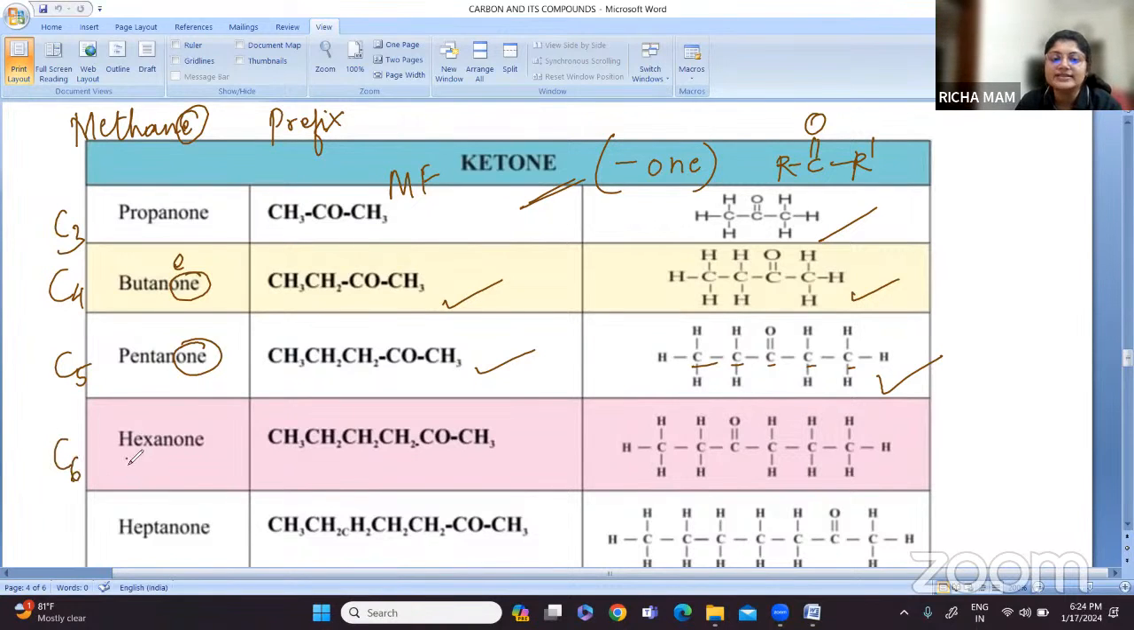Then with 6 carbons, hexanone, from hexane. What is happening here? Your E is replaced by ONE. So hexanone: 1, 2, 3, 4, 5, 6. This is the structural formula. Then going forward.